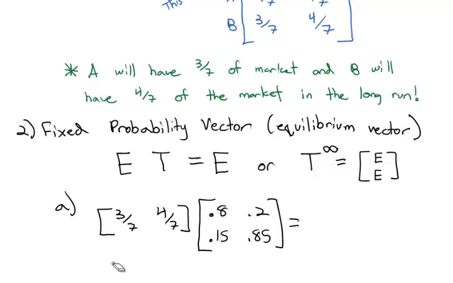Basically what we're looking at is the share of the market by how the market changes when it's at equilibrium will give you the same share of the market. And this only happens in equilibrium. If we pick any other values besides 3/7 and 4/7, the change will give us a new share of the market. However, if we repeat this over and over again, you will always go to equilibrium.